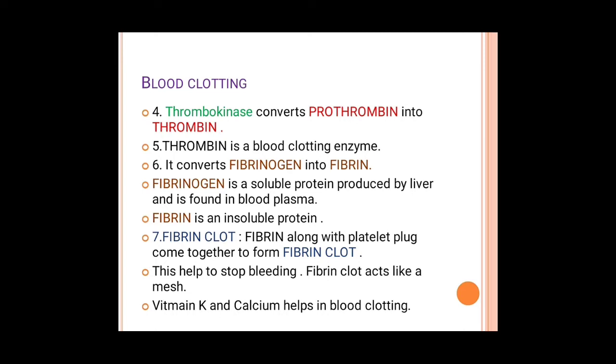Now, fibrinogen is a soluble protein which is produced by liver and it is found in the blood plasma. Fibrin is an insoluble protein which is formed from fibrinogen. Next step is fibrin clot. Fibrin which is produced along with the platelet plug come together to form fibrin clot. This helps to stop bleeding. Fibrin clot acts like a mesh. Vitamin K and calcium help in blood clotting.